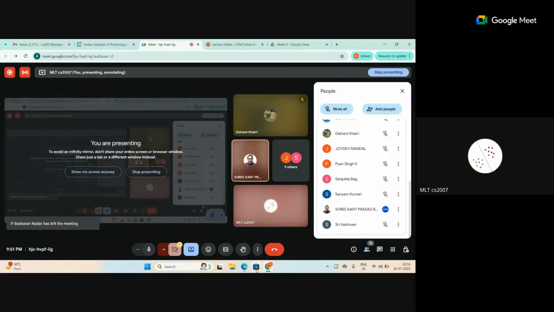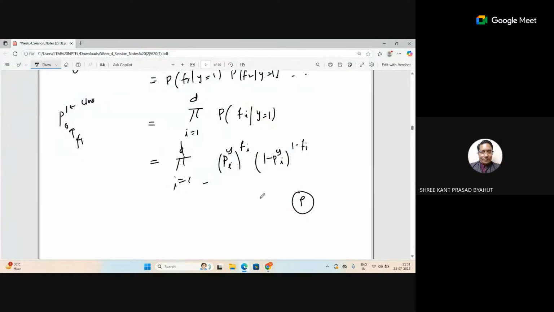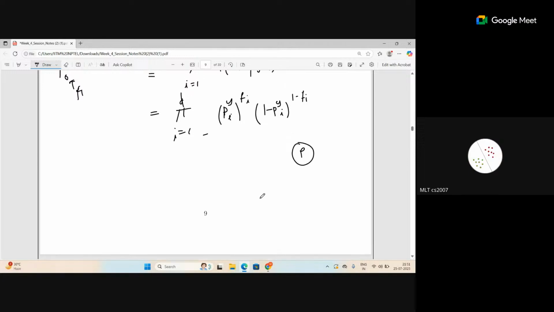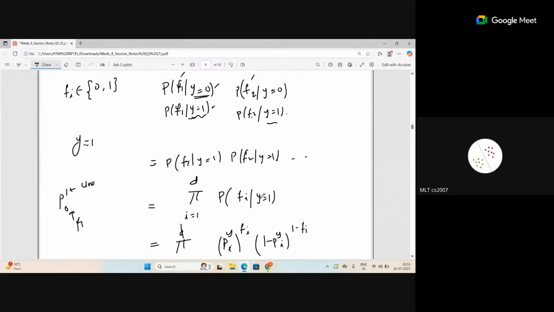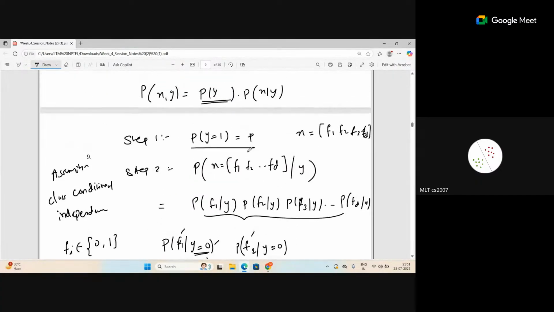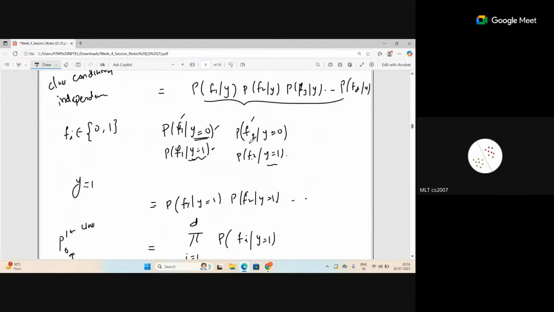Is that okay? I hope this is fine. But now the question remains how to find out these probabilities. We have formulated all of that, but we don't have any idea about the values. This p, I need to find it out.